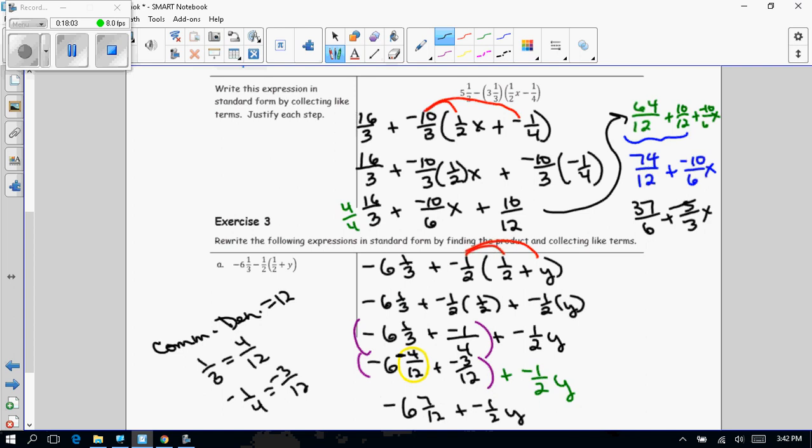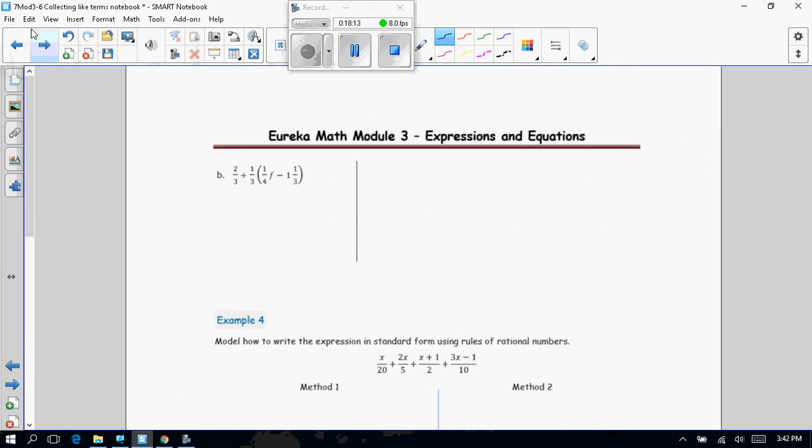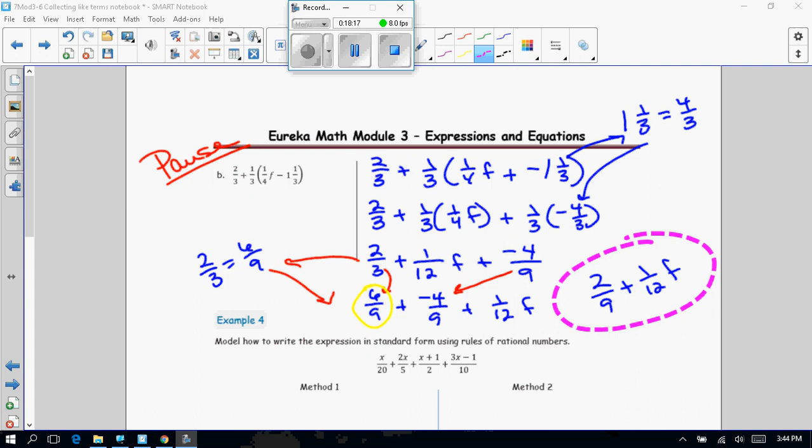Oh, I feel better. All right, what I want you to do, go to page 46. I want you to hit pause, and I want you guys to do the problem at the top of page 46. Hit pause. All right, so here's my work for this one. I did change my negative 1 1/3 to negative 4/3 so that it would be easier to work with. I smattoed and then I distributed, and I end up with 2/9 plus 1/12 f. Take a look at it, see how you did.